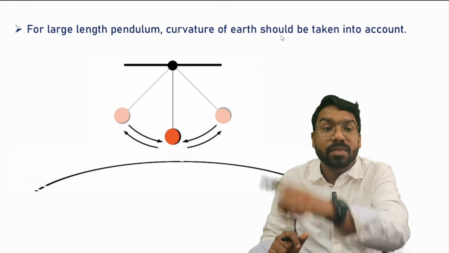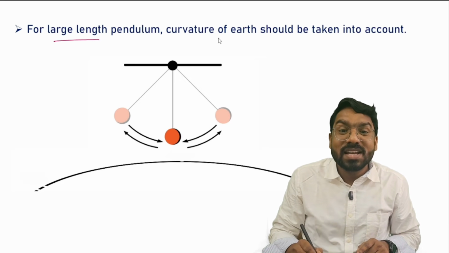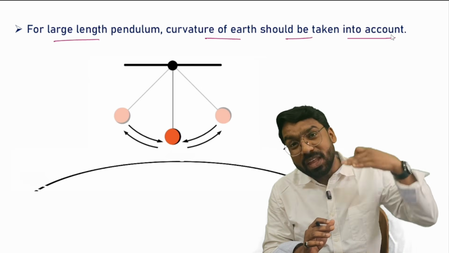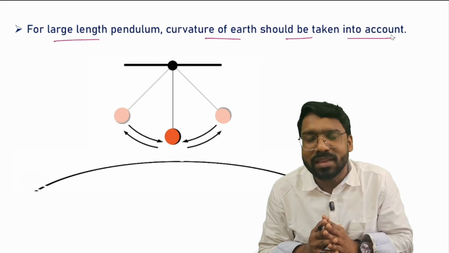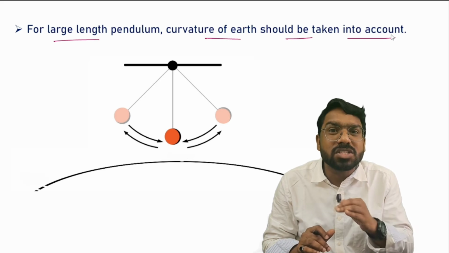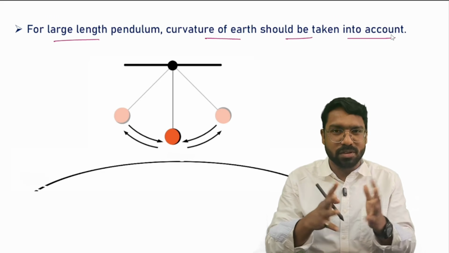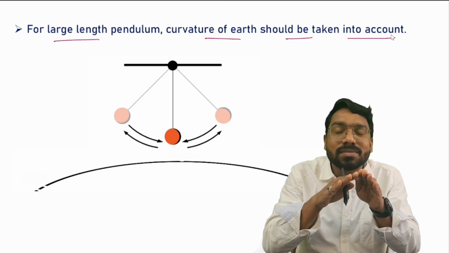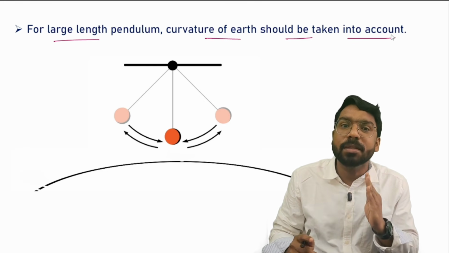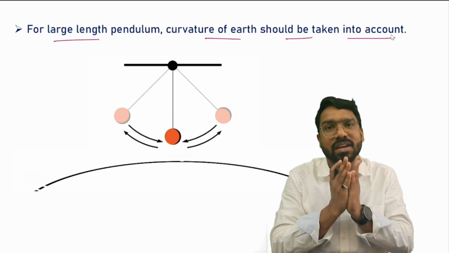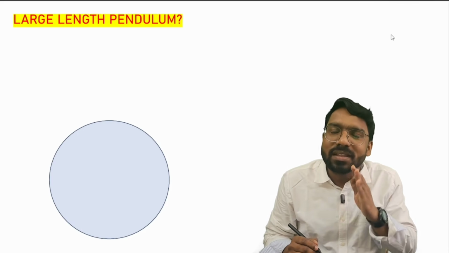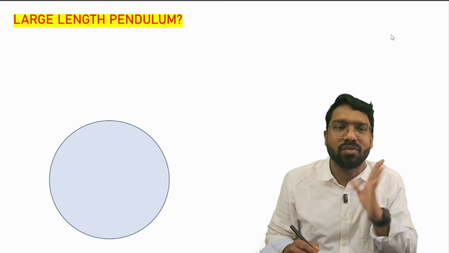For large length pendulums, the curvature of Earth should be taken into account. When we move to a very high distance, using an aeroplane or a rocket, and the distance from Earth's surface increases, we can observe that Earth's surface becomes curved. So for large length pendulums, the curvature of Earth should be taken into account. Then what will be the time period of the pendulum? That we are going to calculate.